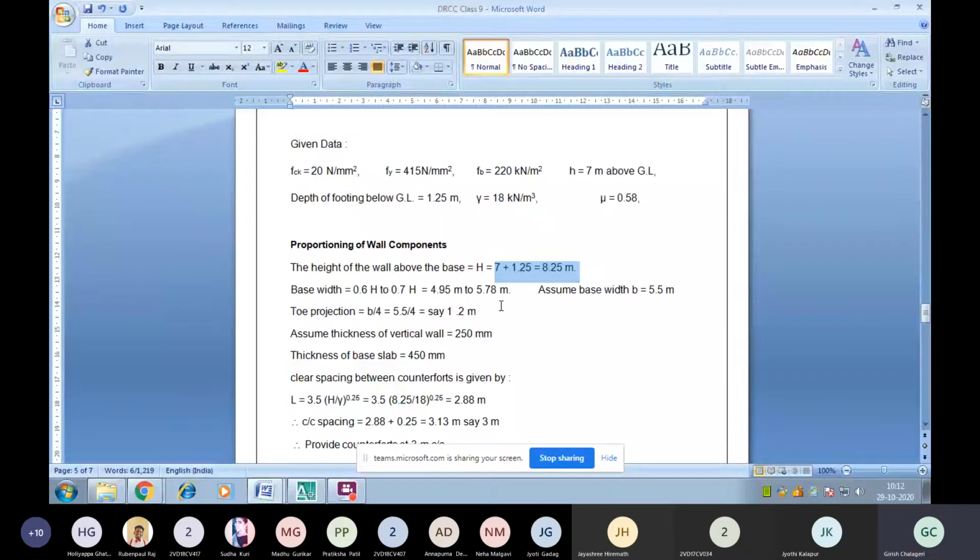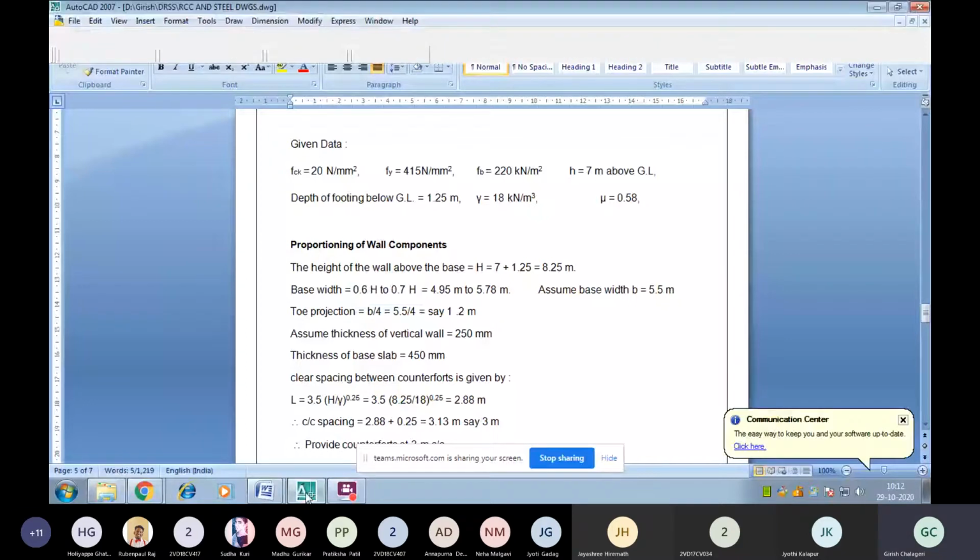Then we are going to find the base width. Since it is a very large height, the base width should be more, because when we check for stability, it should be safe. We don't want to repeat the design again and again. So let us assume. The range given for the base width is 0.6 to 0.7 times the height of the backfill. So 0.6 to 0.7 means it will be in the range of 5 to 5.7. We are taking base width as 5.5 meters. This total I have taken as 5.5 meters, and total height is given as 8.25 meters.